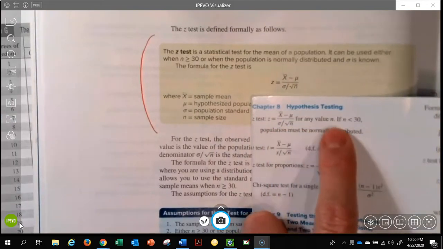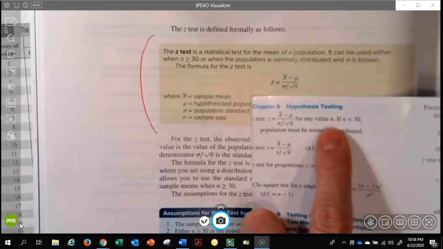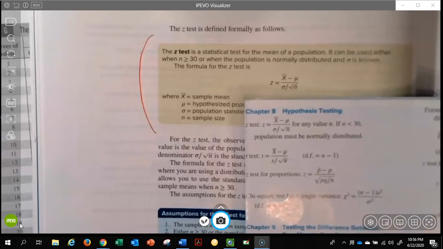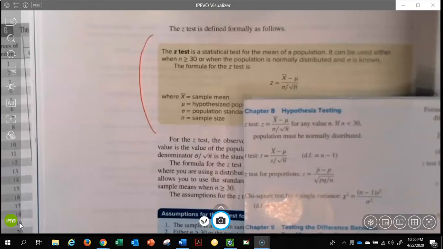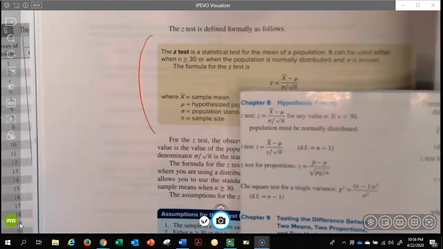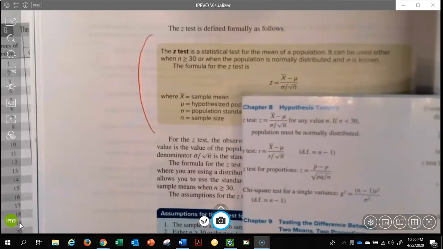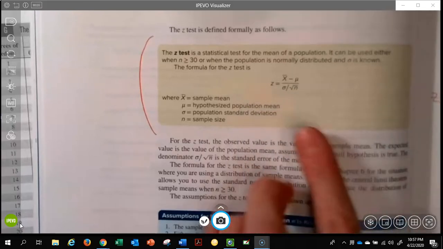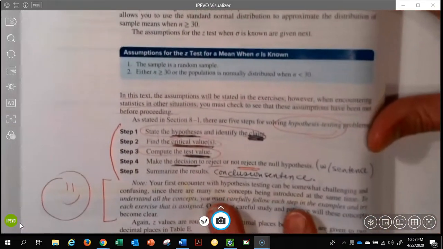And that's for any value of n, with a clause. If it happens to be less than 30, then the population must be normally distributed. We're going to be safe for this textbook, but that's something to highlight for a future course. Many of you may want to go ahead and get your master's, and you may need to take an additional statistics course. This would be a great formula card or book to hang on to if you have any leaning of going that direction, or just to keep it just in case. Having said that, you've got the formula for the z-test, and then right here.